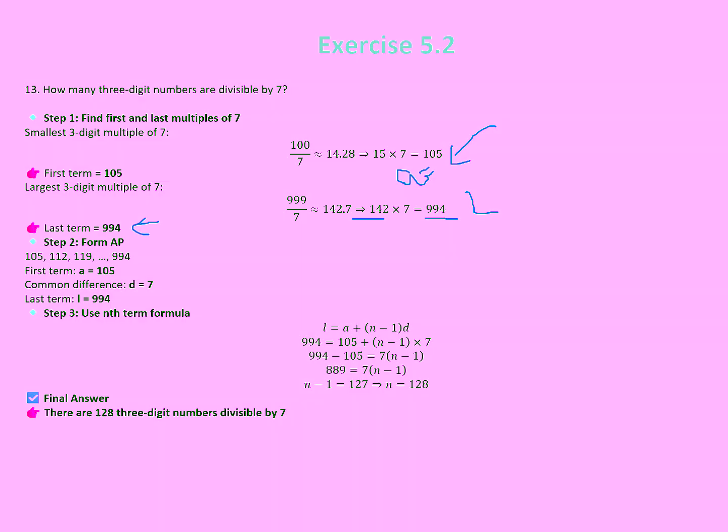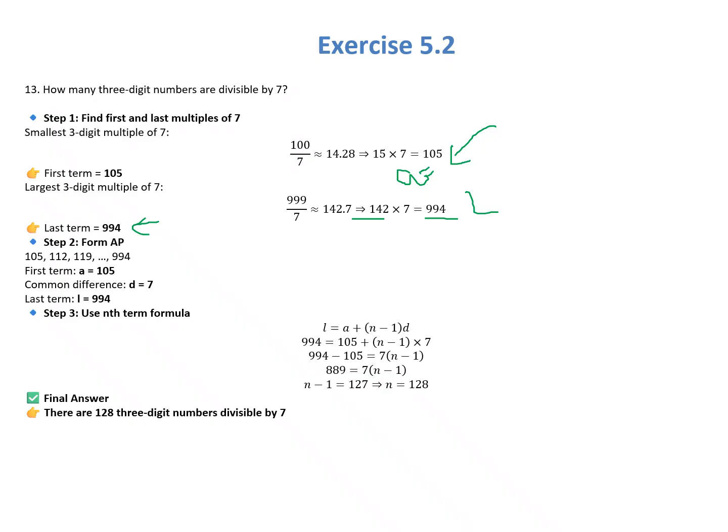So what we have to do then is form an AP, because our AP is 105 plus 7, plus 7, and so on until 994. So A is equal to 105, D is equal to 7 and the last term is equal to 994. So we have to use the nth term formula, A plus (n minus 1)D. So the last term is equal to 994, A is equal to 105, and n minus 1 is multiplied by D. When we solve it, we get 128. So there are 128 three-digit numbers which are divisible by 7. This is how we have to solve this question. So move to the next slide.